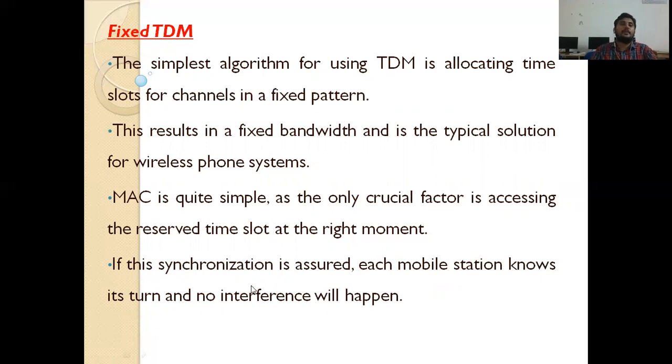If this synchronization is assured, each mobile station knows its turn and no interference will happen. So you know the exact time and what time you receive the data. So you are moving into that particular time. So the simplest algorithm for using TDM is allocating time slots for channels in a fixed pattern.